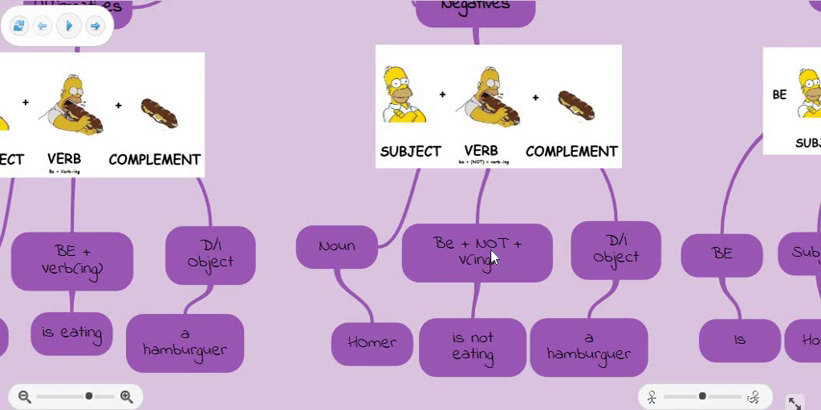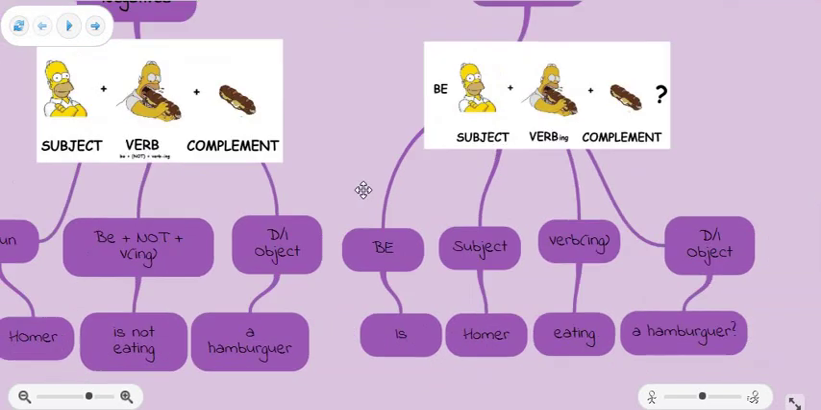So the particle not will be a part. We continue using a noun. The noun could be any person, animal, or thing. Its correspondent verb be: is, am, or are. The particle not that could be attached to the verb be, and we can use the contracted form as mentioned before. And finally, the main verb plus ing. So far we would say Homer is not eating. And finally, as an option, we can add a direct or indirect object. Homer is not eating a hamburger. That would be a negative statement in present progressive.